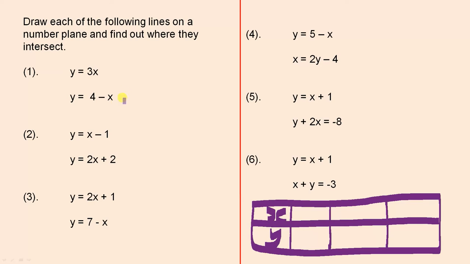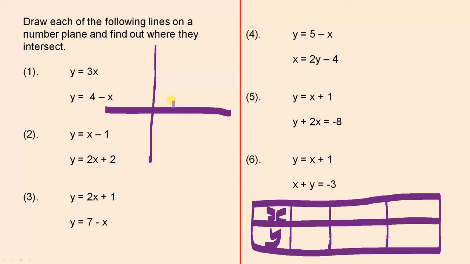So if we took, say, this example first, we put some x values here, then we worked out the y values for that equation. Then we did a separate table for this one. After that, we had our number plane, and we're asked to draw each of those lines, and then we find out where they meet. So that's really all we had to do.